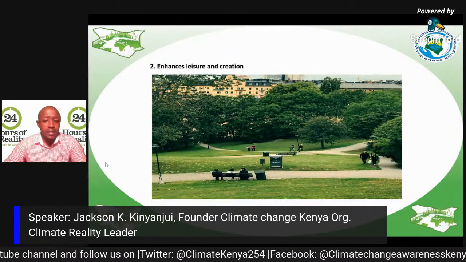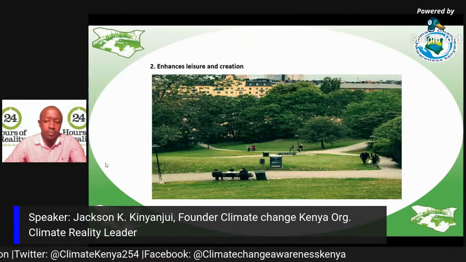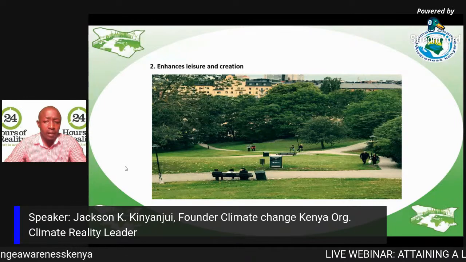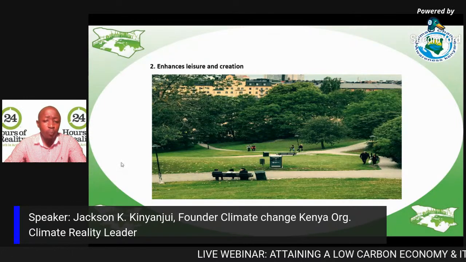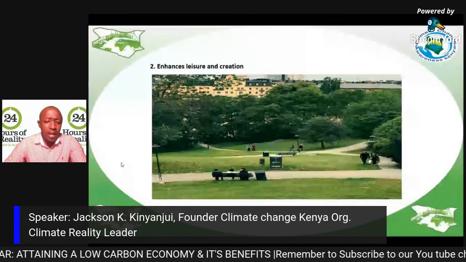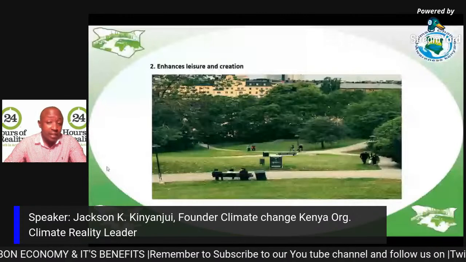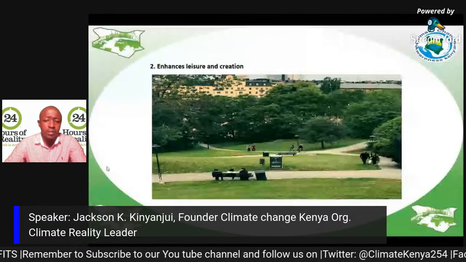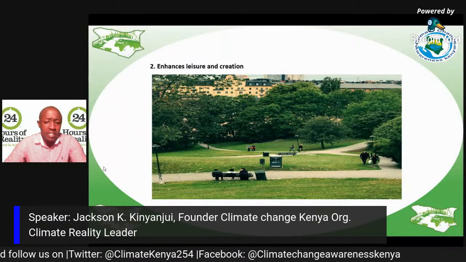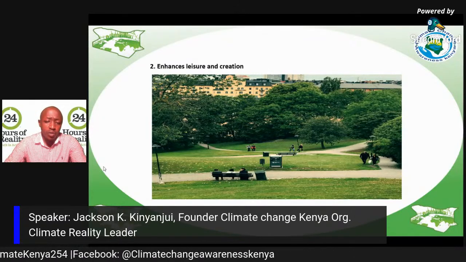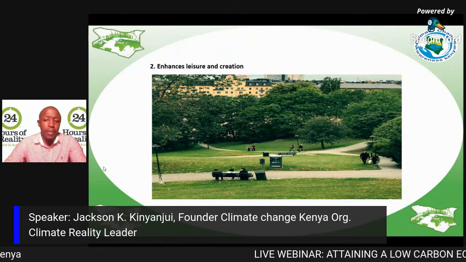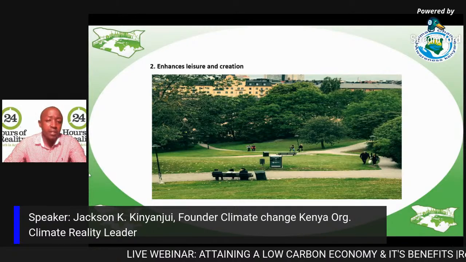Number two is it enhances leisure and recreation. In urban areas, most countries don't have these kinds of open spaces for people to relax and enjoy themselves. And that is why lifestyle diseases like obesity are more rampant in cities, because people don't have spaces to exercise and to relax. And in reality, nations need to step up and increase their green or open spaces.